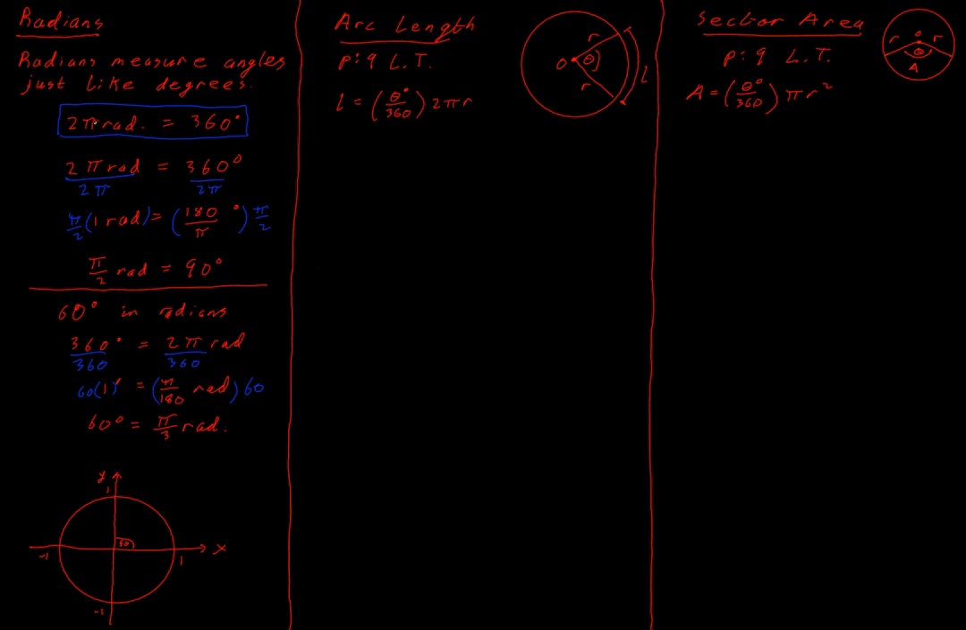Now, we'll start to see why we would bother with radians when we start to look at the formulas for the length of an arc of a circle and the area of a sector. So a sector is like a pie slice taken out, or a cake slice taken out of a circle, and the arc length is part of the circumference of the circle.